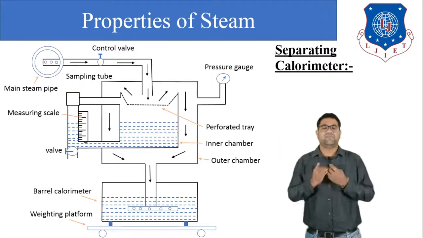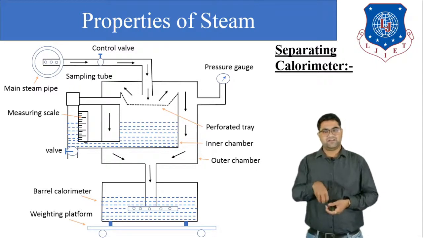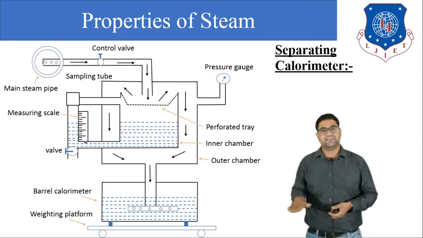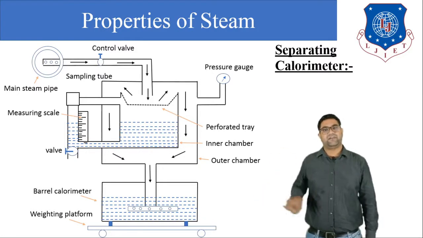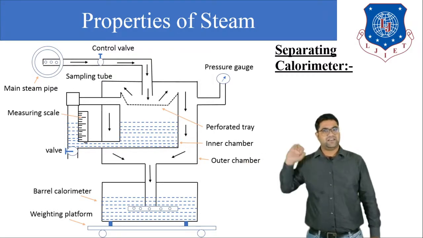Okay, so ultimately what happens? In the perforated tray, the water particles are separated, so the water goes to the inner chamber and raises the level of the water in the inner chamber. That rise of level we can measure with the help of the water level indicator, which is placed on the left side.